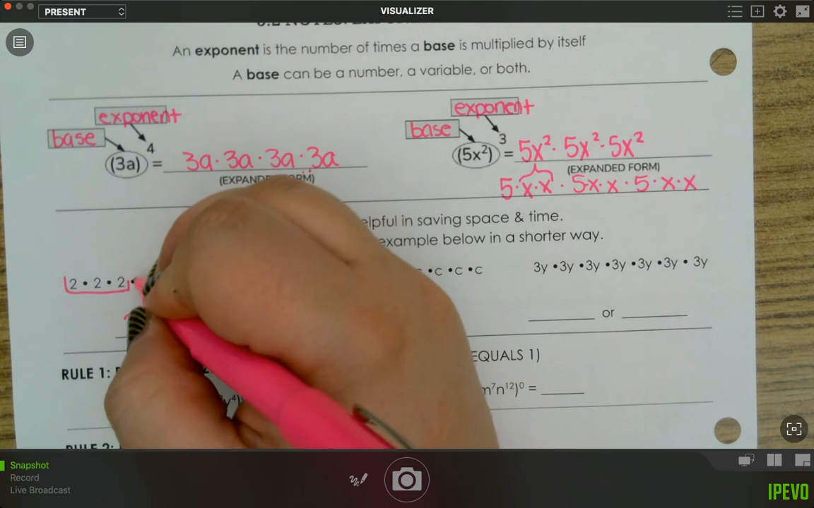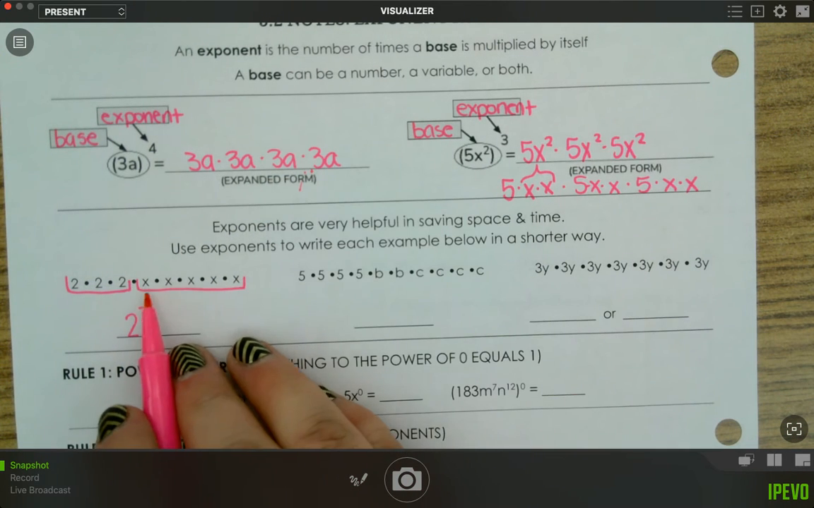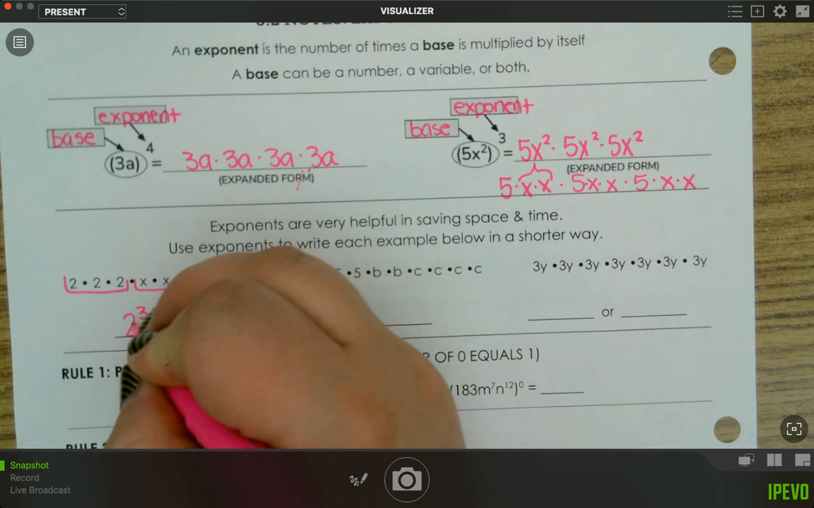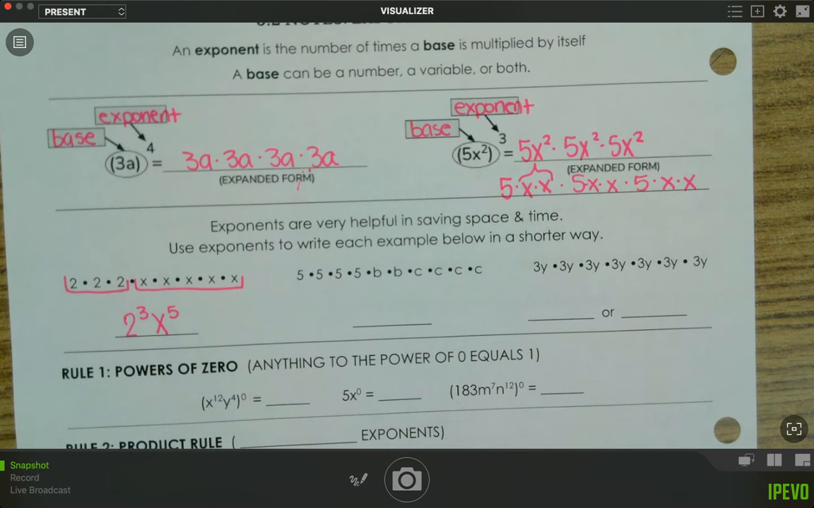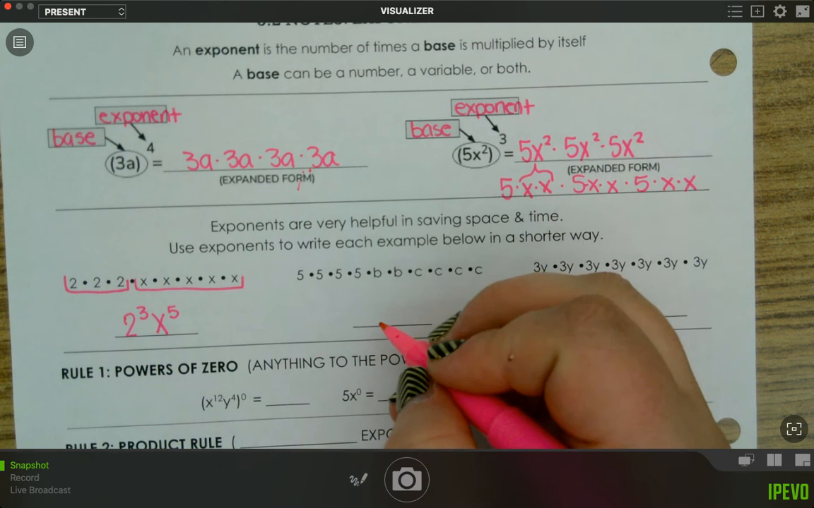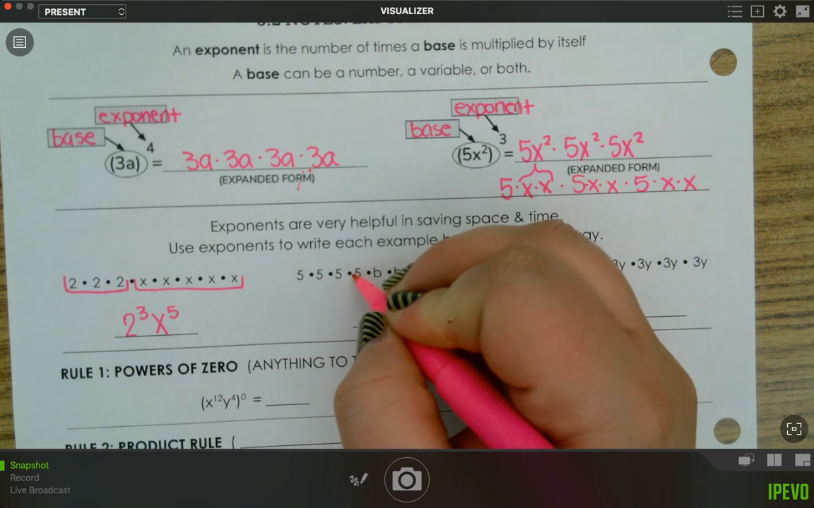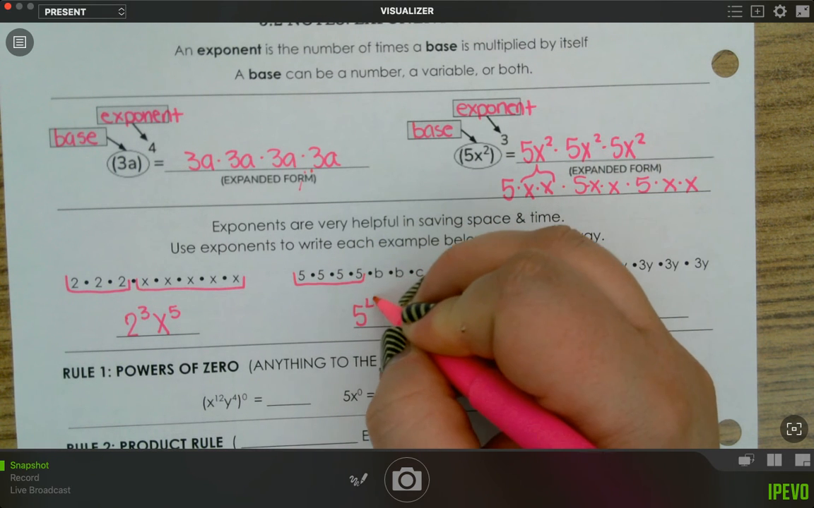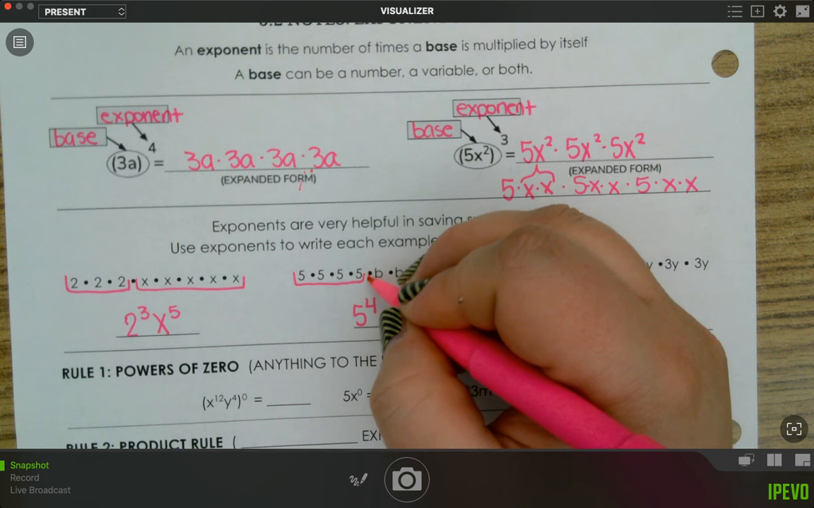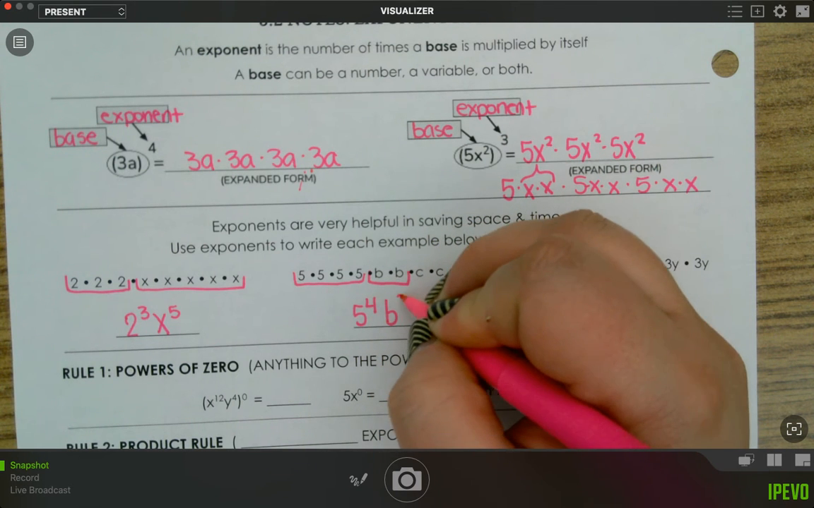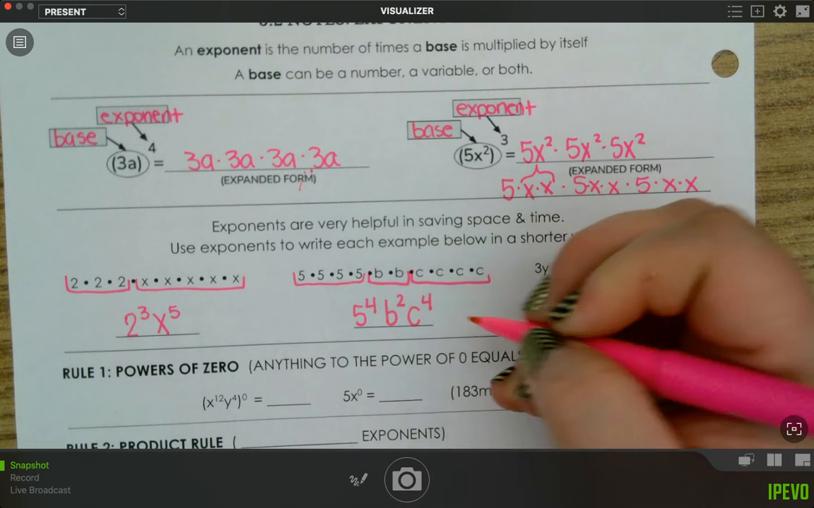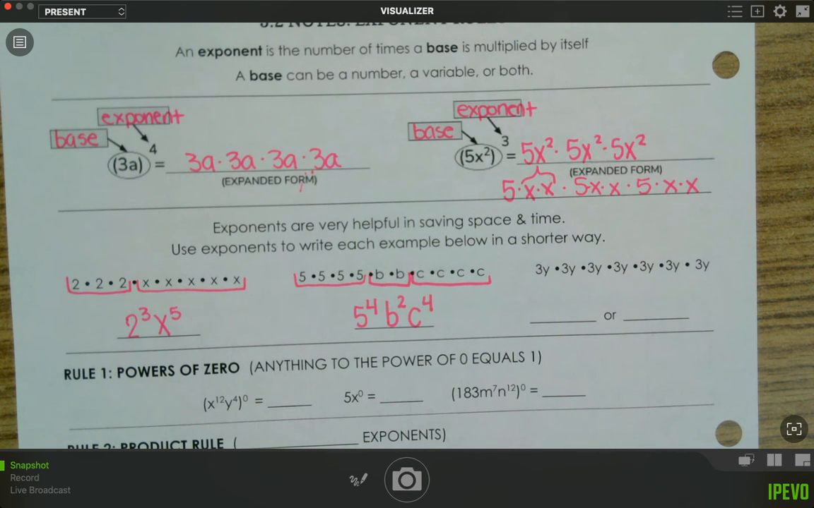And then over here we have some x's, and there are 1, 2, 3, 4, 5 of them. So that would be x to the power of 5. And then over here on the right, we have 1, 2, 3, 4, 5's. So that would be 5 to the power of 4. Then we have 2 b's, so that would be b squared. And we have 4 c's, so that would be c to the 4th. This is really just trying to understand what in the world we're doing with exponents.